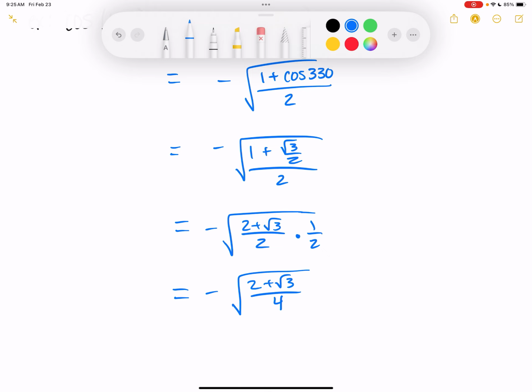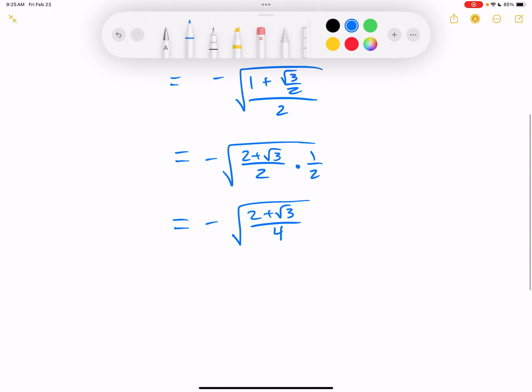Then rules of radicals, I can split that top and bottom. So I would have the square root of 2 plus root 3 over the square root of 4. And that's something we know. So it would be negative square root of 2 plus root 3 over 2. And that would be your final answer. So much like we had answers that all kind of looked the same with the sum and difference formulas, a lot of these answers are going to look similar as well for these ones.